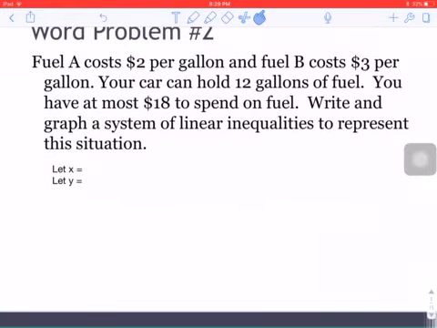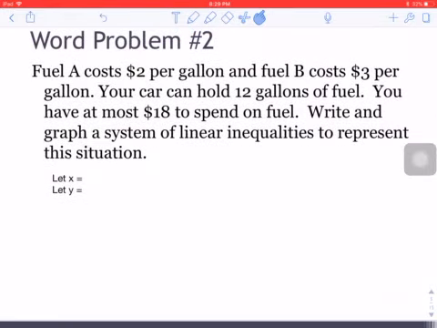And it's all about gasoline. So fuel A costs $2 per gallon and fuel B costs $3 per gallon. Your car can hold 12 gallons of fuel. You have at most $18 to spend on fuel. Write and graph a system of linear inequalities to represent this situation.